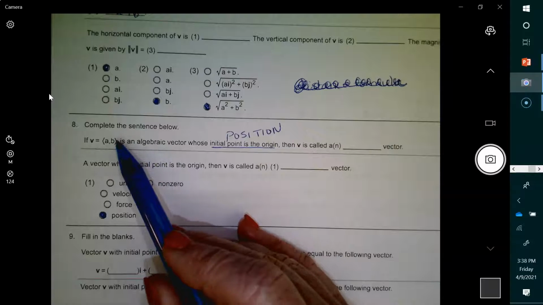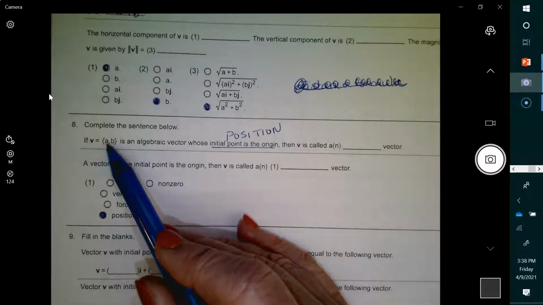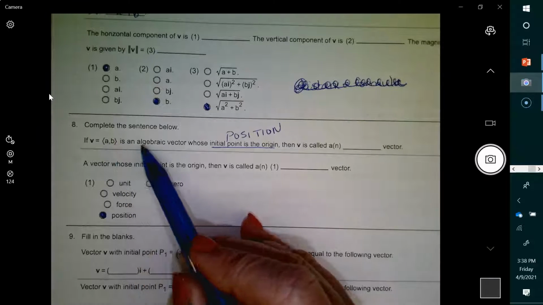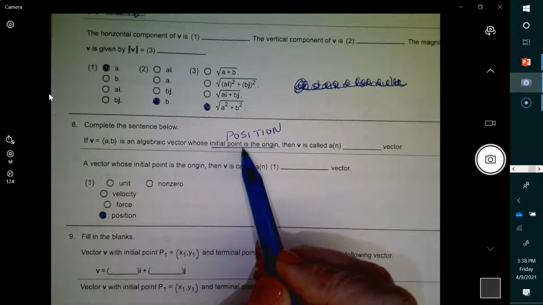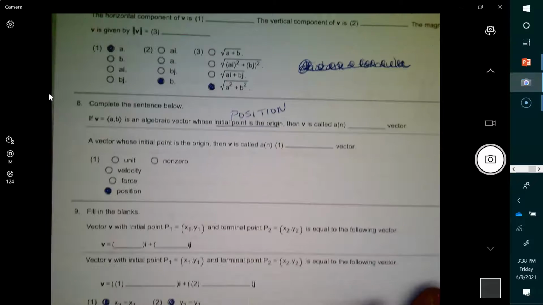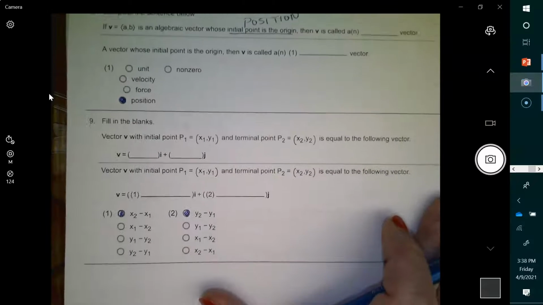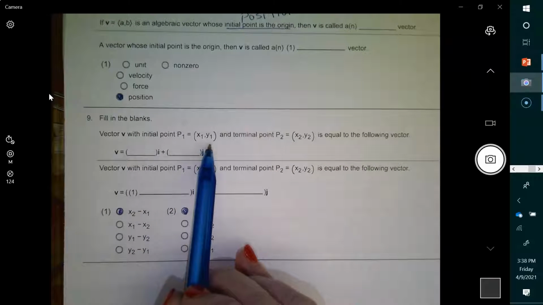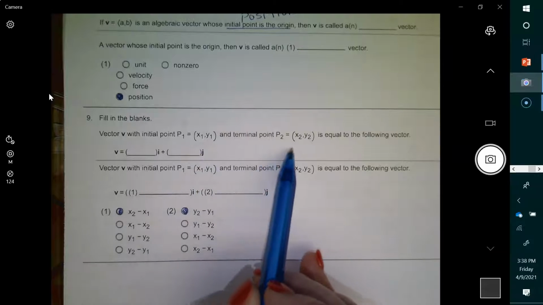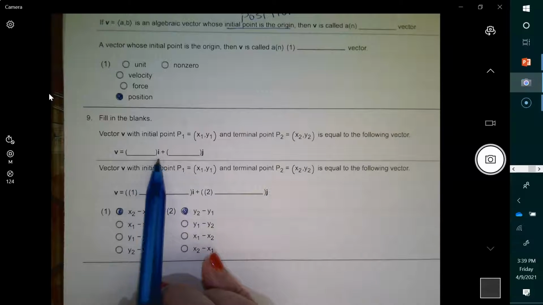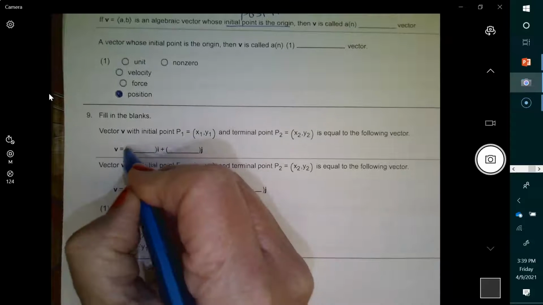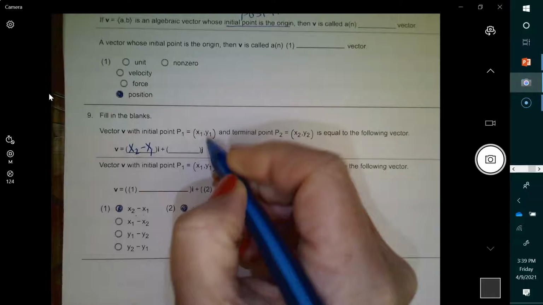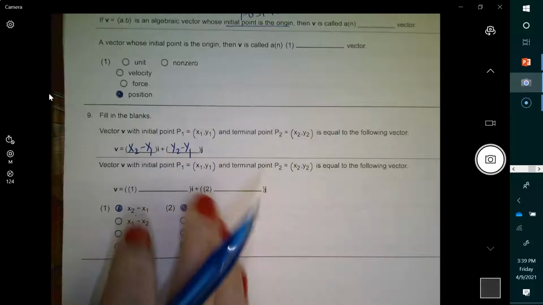The vector represented by these brackets that look like sideways V's is a position vector because it has its initial point at the origin. Vector v with points (x1, y1) and (x2, y2) is equal to the following vector: x sub 2 minus x sub 1 right in here, and y sub 2 minus y sub 1 right in there.